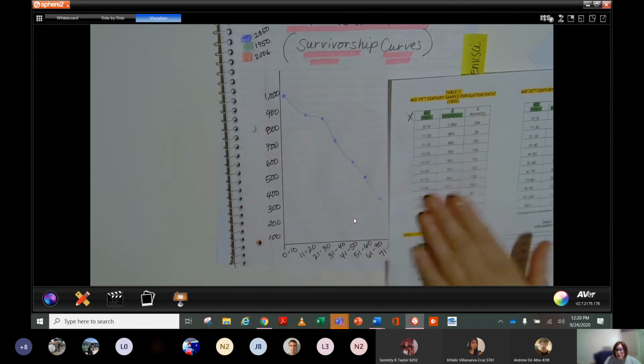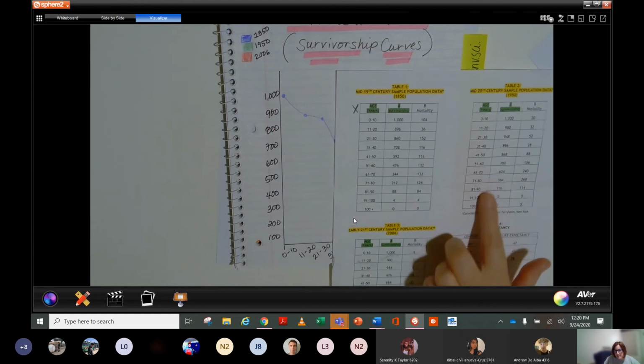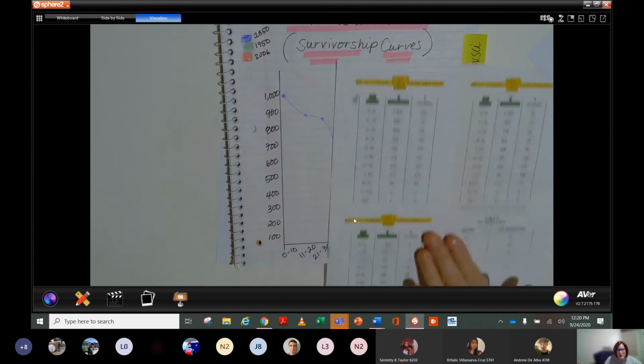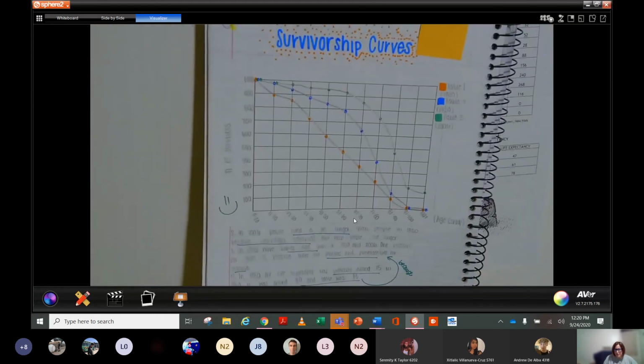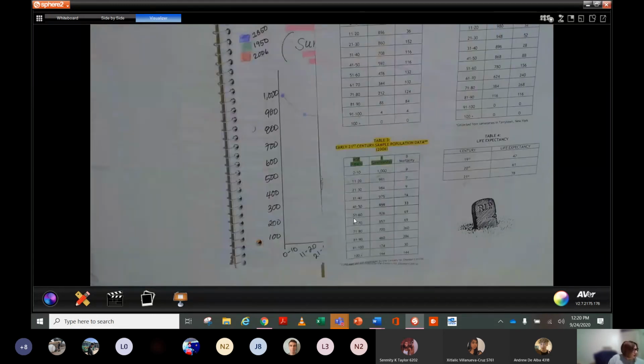Then I would get a green pencil and graph the data for 1950. I would get a red pencil and graph the data for 2006. So in the end, you're going to have 3 lines on the same graph.